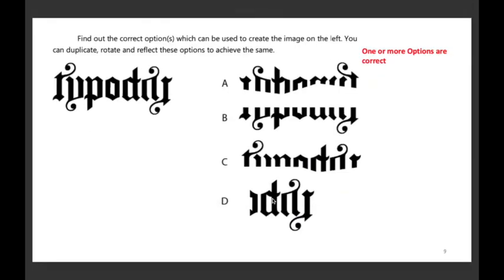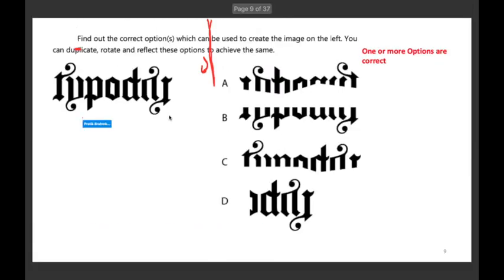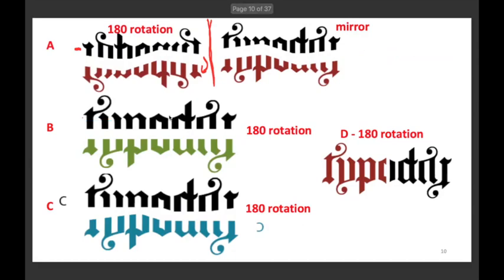Find out the correct option which can be used to create the image on the left. You can duplicate, rotate, and reflect, meaning mirror, these options to achieve the same. This is the original word and this is a part which is given. Now for option A, if I rotate this part by 180 degrees, it will look like this. And then if I mirror the whole word completely, it will look exactly like the original word. So A works.